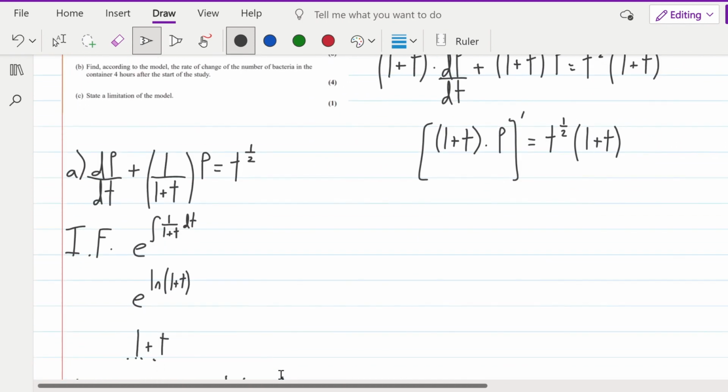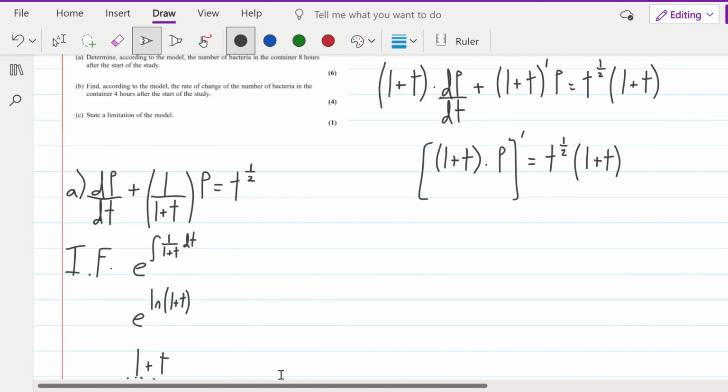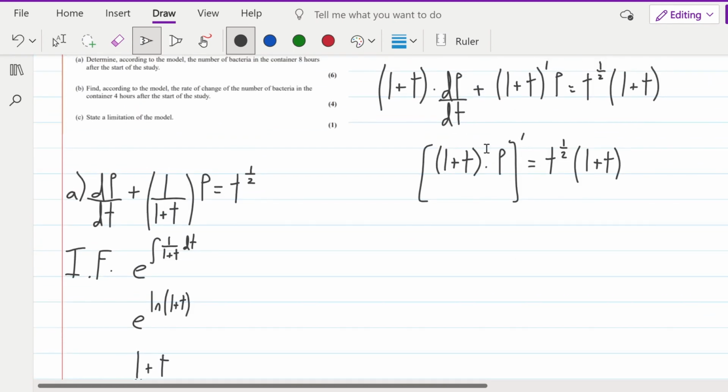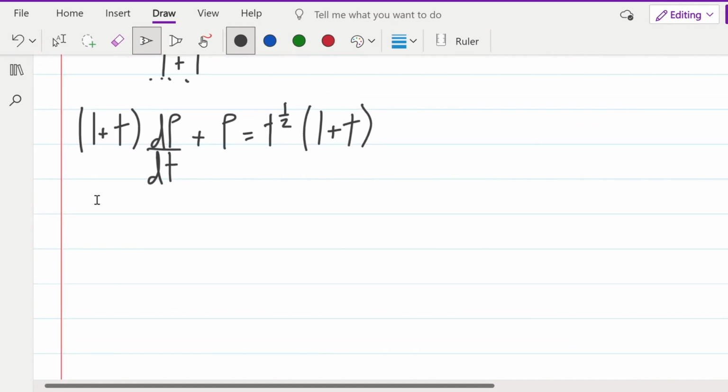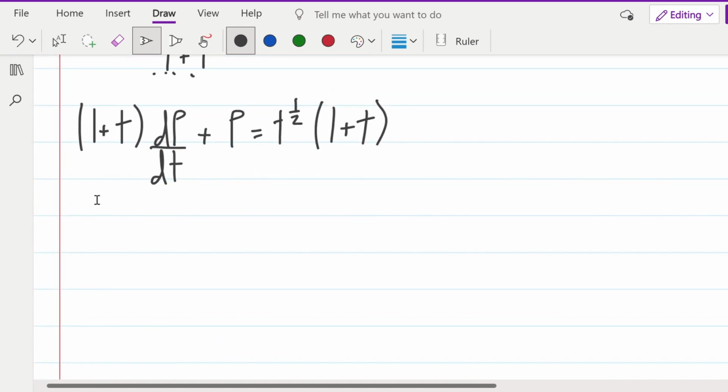Now, like I showed you here, it's easy to just put it into this form, just to show you the way I'd do it. I'd always look at the one with dp by dt, and I just replace it by p. Very easy. So I just write like this, square brackets, and then the 1 plus t times p, and it's the derivative of that. Like how you would do product rule, you would get the thing above.